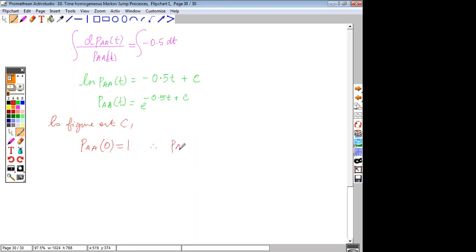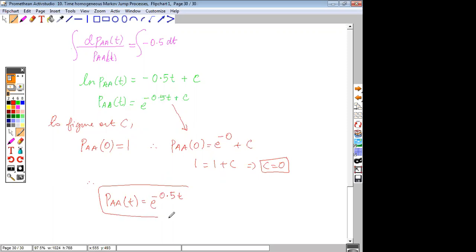Therefore, P_A(0) using this formula will have e raised to minus 0 plus C. So this is 1 and this is again 1 plus C. So this gives you that C is just 0, right? And therefore, your P_A(t) here is nothing but e raised to minus 0.5t. So this was a very long derivation, right? But this is what is done in your books. They haven't said that this P_A(t) is just equal to P_A bar in this case.